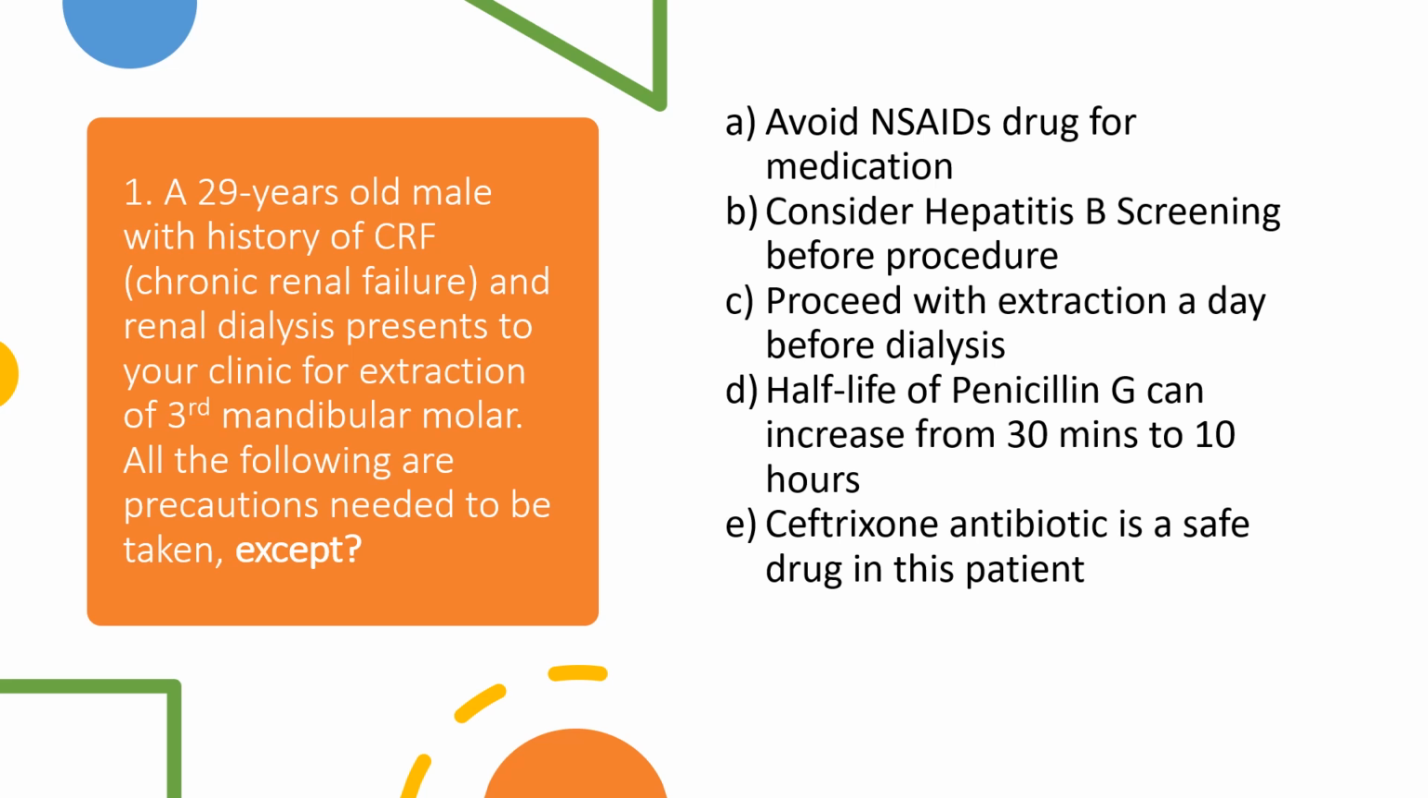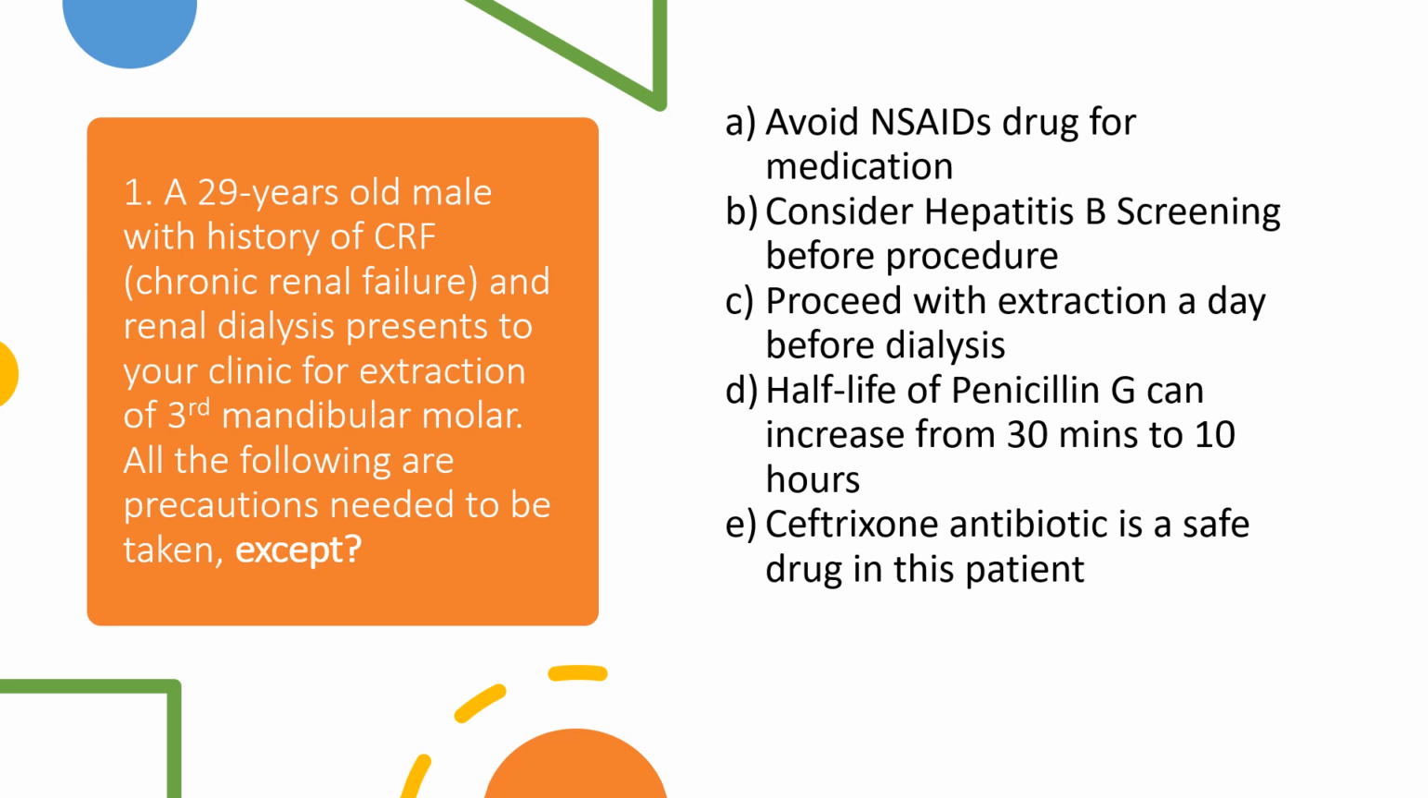So the first question for the AFKprep from pharmacology is: read through the question first on the left side, and then we'll go through the options. The first question says, a 29 years old male with a history of chronic renal failure and renal dialysis presents to your clinic for extraction of third molar. All of the following are precautions needed to be taken except. So this is a question that asks for exception.